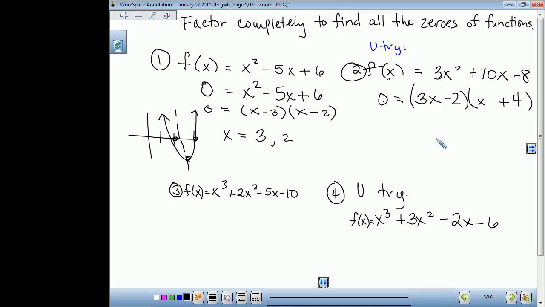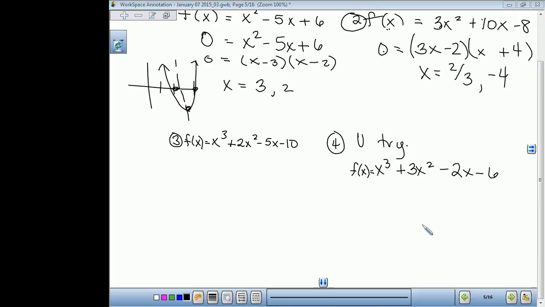I'm starting to realize why I made you take that test over and over again until you made 100. All right, so x equals what would make this 0? 2/3. And what would make this 0? -4. Okay, so here's our quadratic function, and we have 2 zeros. Quadratic, 2 zeros. All right, let's look at the cubic.